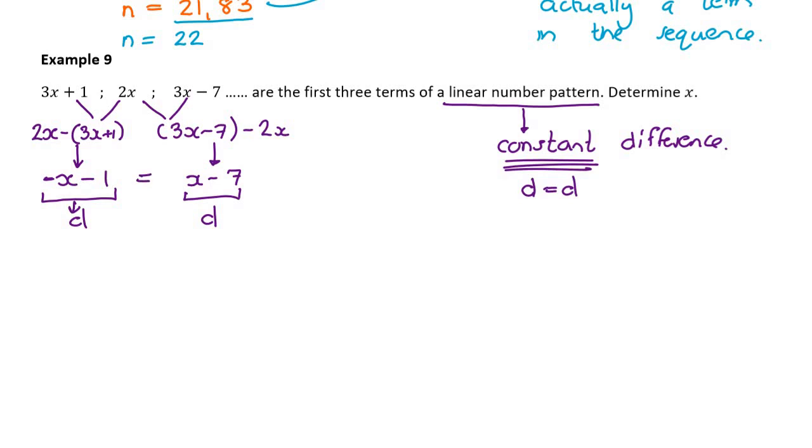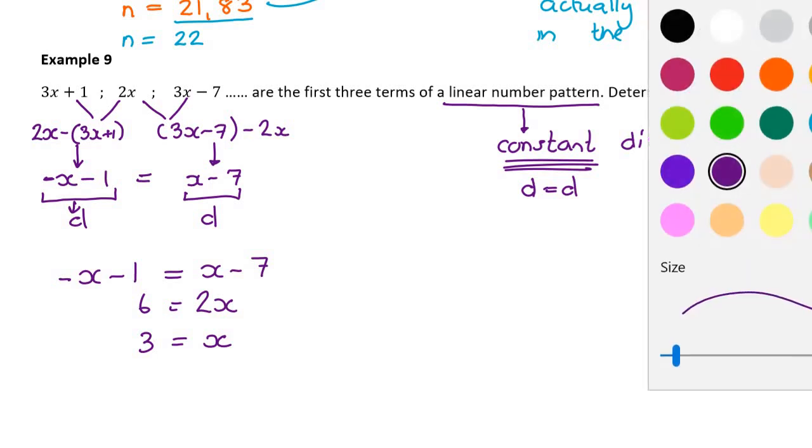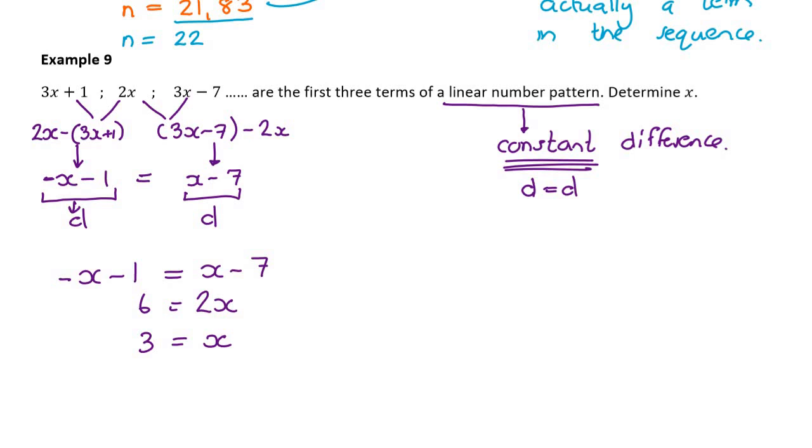So this is a very common question. How I'm going to find x is I'm going to use the fact that these differences must be equal. So negative x minus 1 has to equal x minus 7. So if I bring my x's over, so I add x to both sides, add 7 to both sides, divide by 2, I get x is 3. So really, really common question, and we're going to do it again in quadratic patterns. The idea that if something's a linear or arithmetic number pattern, it's a constant difference. So if you can find an expression for the differences, you can equate them, which allows you to solve for x.